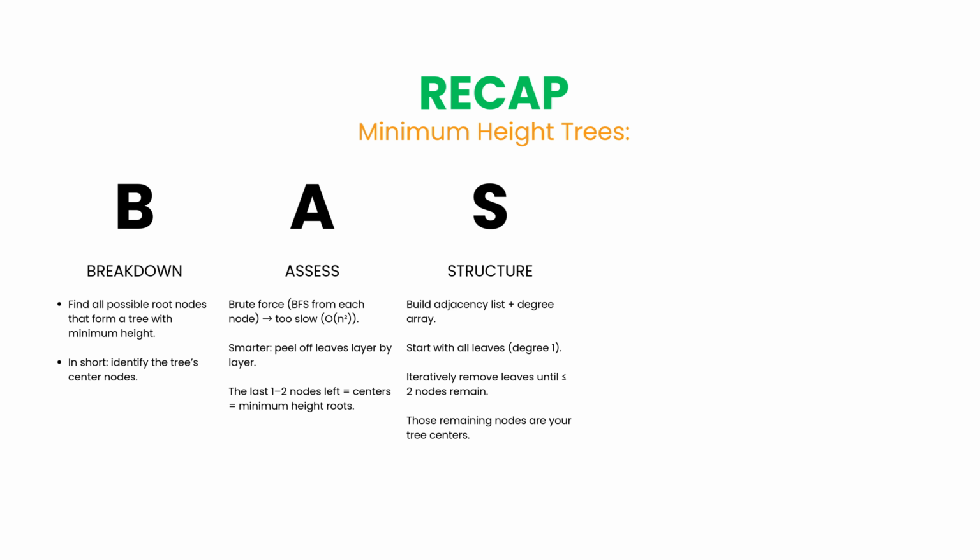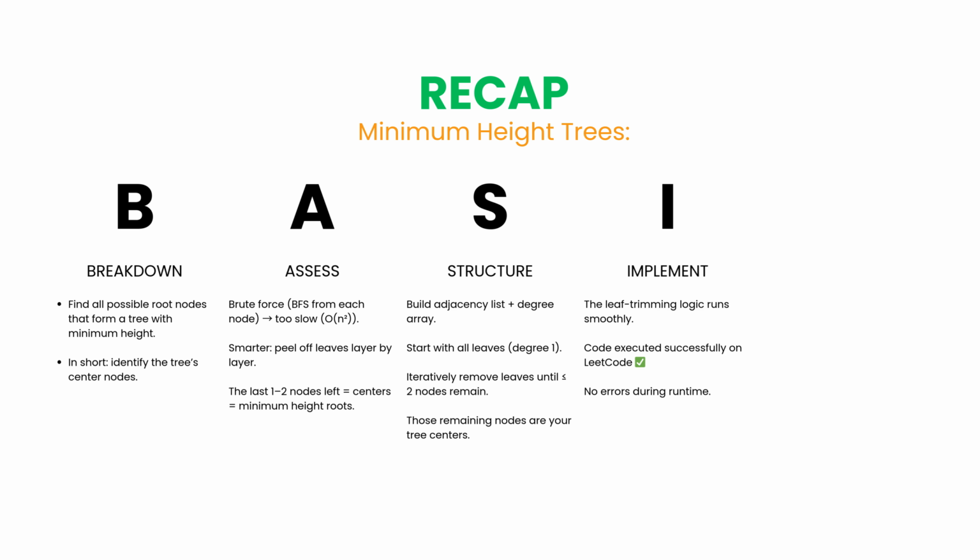Structure recap. We handled small cases first. If there are two or fewer nodes, we just return all of them. Then we built an adjacency list and tracked the degree of each node. Next, we added all current leaves to a queue, and while more than two nodes remained, we kept removing those leaves, updating their neighbors, and collecting new ones as they appeared. The final remaining nodes are our centers. Implement recap.